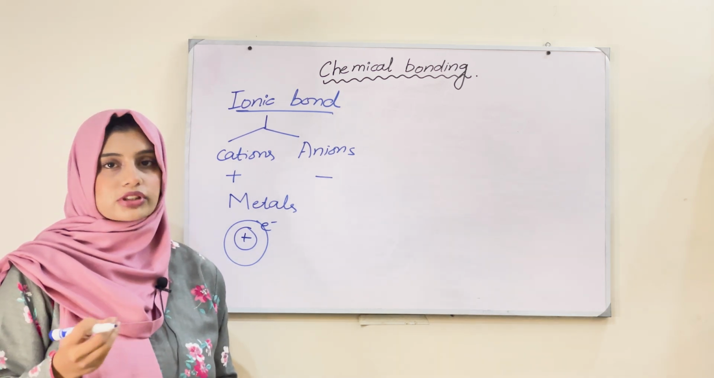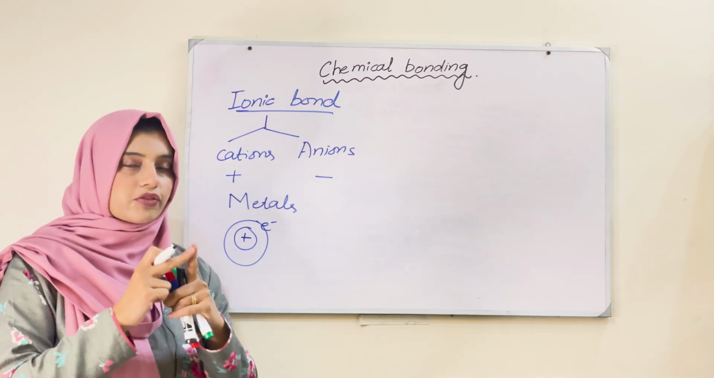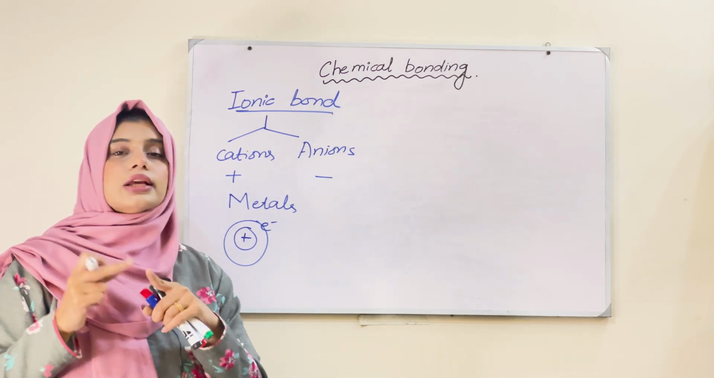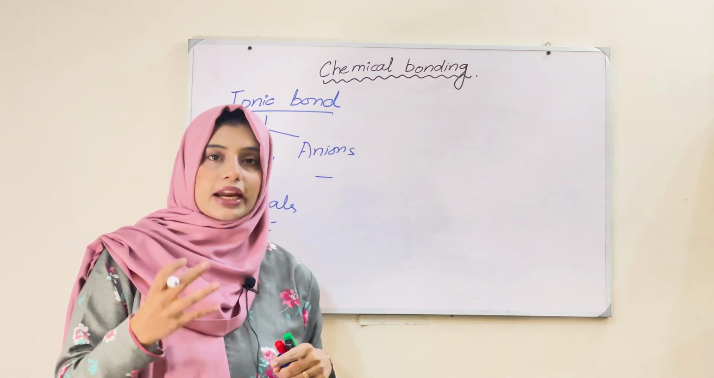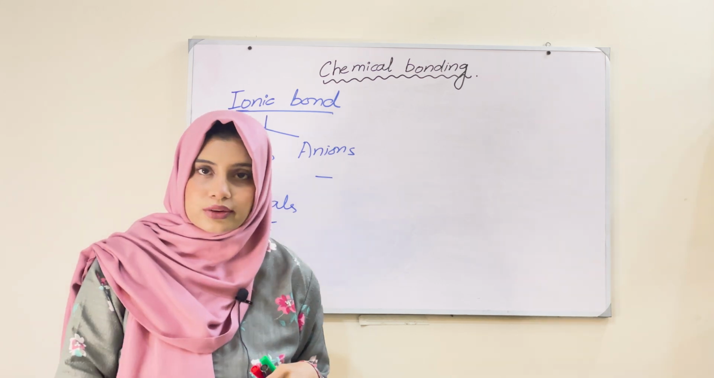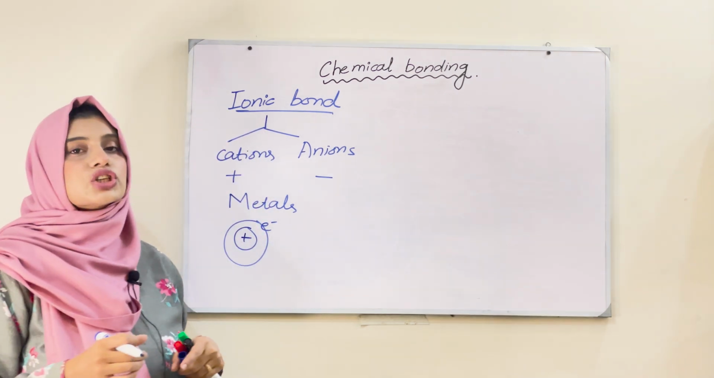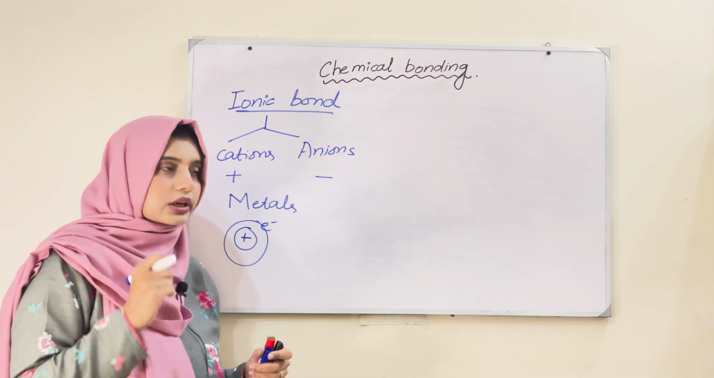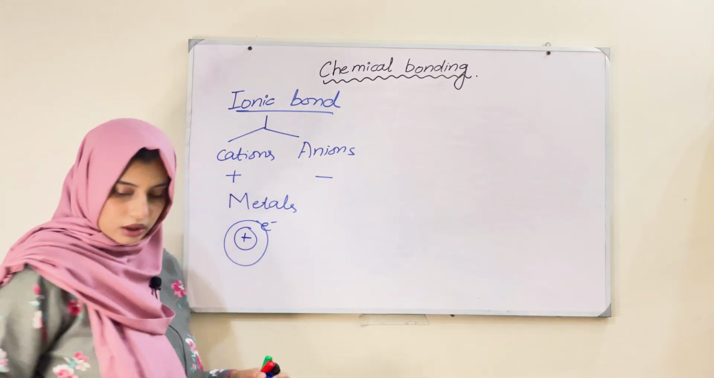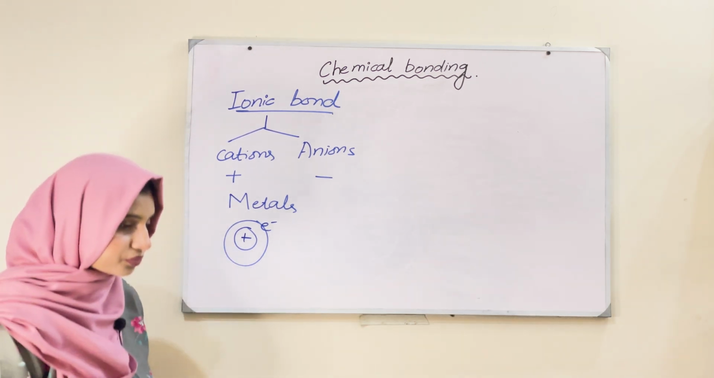they are deficient of electrons. If it has 1 electron in the outermost shell, it is deficient of 7 electrons. So it will donate that 1 electron completely and will achieve the configuration of the nearest noble gas. For example, I talk about hydrogen.